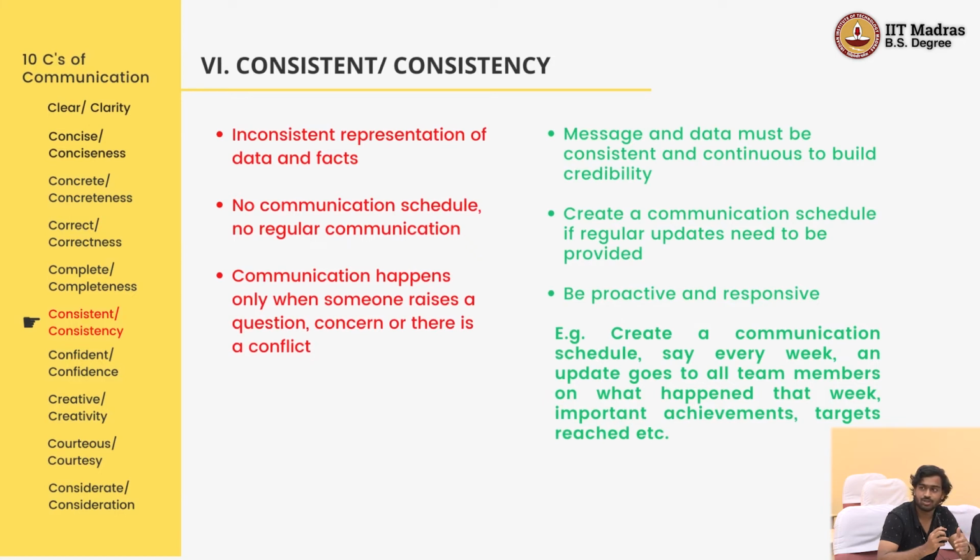Every team member should be aware of what's happening inside the team. For example, a team should have a communication schedule. Say, every week on Friday, this time should be fixed so that the team members can be updated on what should happen that week, what happened the previous week, and the targets that are to be achieved.